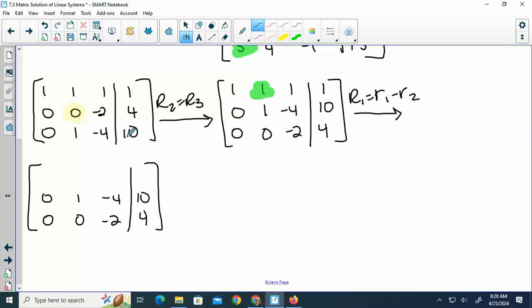So 1 minus 0 is 1. 1 minus 1 is 0. 1 minus -4 would be 1 plus 4, which is 5. 1 minus 10, -9. Take row 3 and just do the negative inverse, so multiply by -1/2.